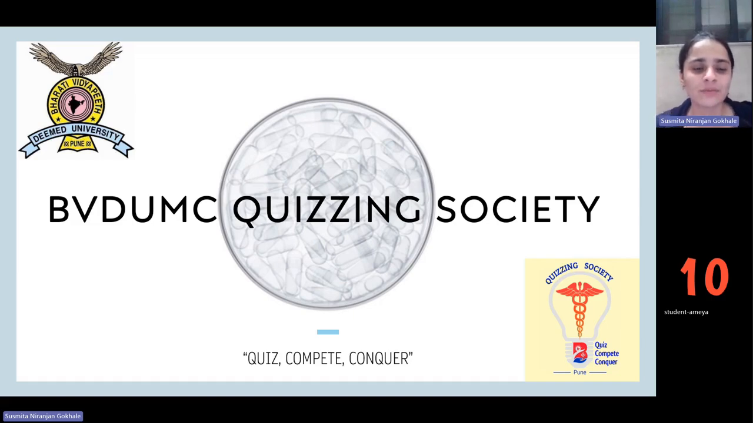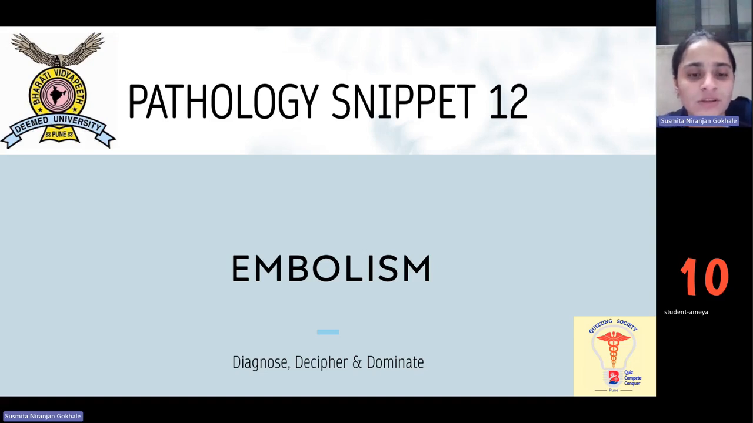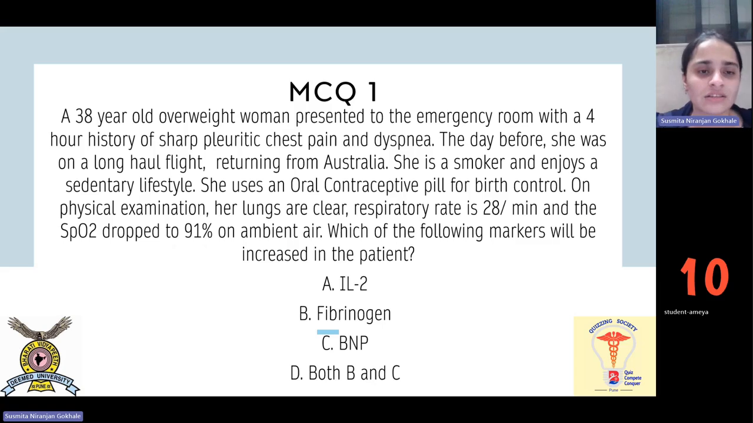So today we'll be continuing with Pathology Snippet 12, which is on the topic of embolism. We'll be looking at a few MCQs that have been previously asked in competitive exams to test our knowledge on embolisms. Before the MCQs, I'll request you all to pause the video after I show the question and try to solve them on your own, and then see the answers.